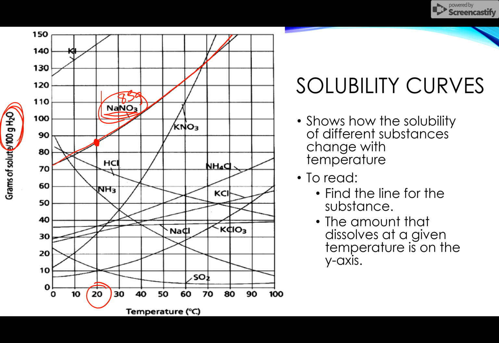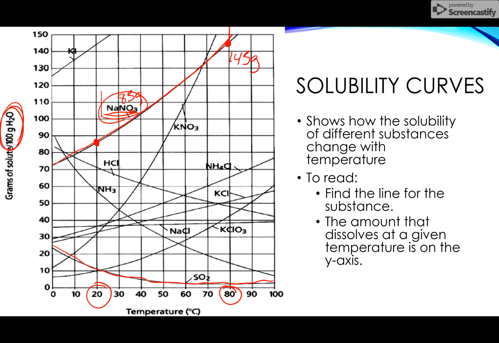But if I increase the temperature to, say, 80 degrees, then at 80 degrees, about 145 grams of NaNO3 can dissolve in 100 grams of water. So even more sodium nitrate can dissolve in water because I've increased the temperature. Most lines increase like that. But what's special is that this line down here, SO2, sulfur dioxide, does not do that.